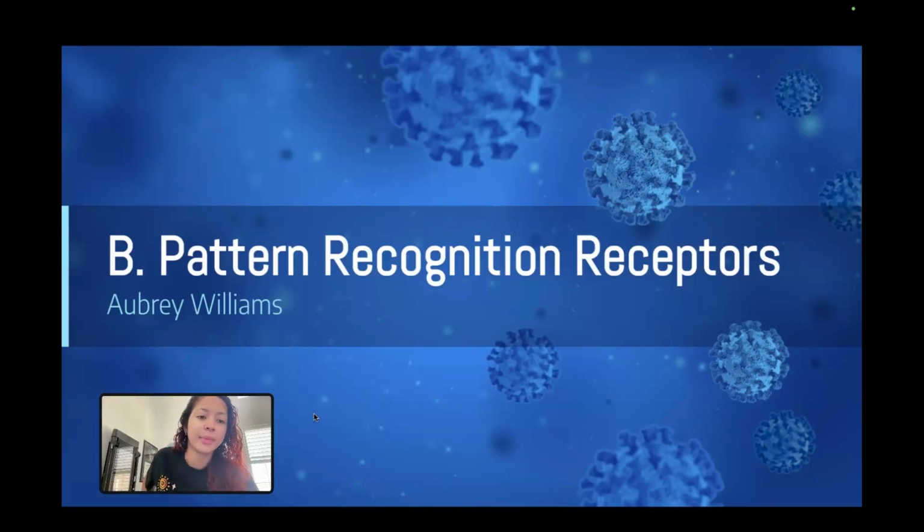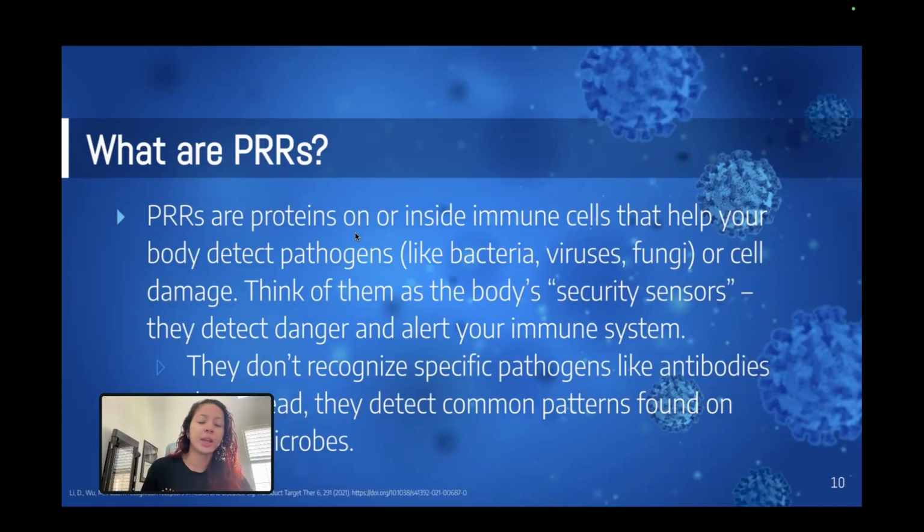Hello, so my topic is going to be pattern recognition receptors. And what are PRRs, which is obviously short for pattern recognition receptors? PRRs are proteins on or inside immune cells that help your body detect pathogens like bacteria, viruses, fungi, or cell damage. And you can think of them as the body's security sensors. They detect danger and alert your immune system.